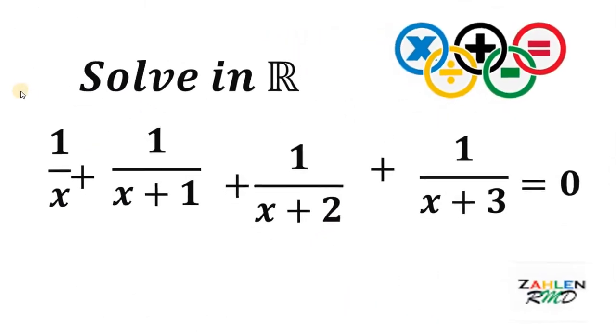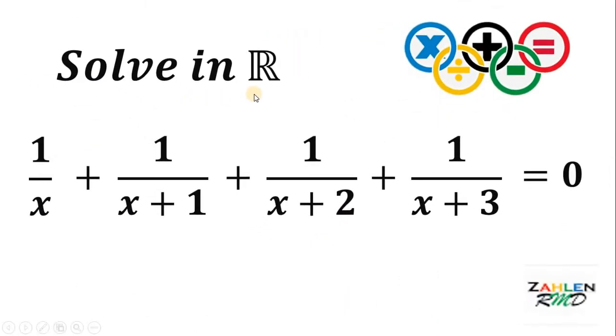So our goal is to solve this equation in real numbers. We have 1 over x plus 1 over x plus 1 plus 1 over x plus 2 plus 1 over x plus 3 equals 0. Now if you want to try this problem, just pause this video right now, and if you're ready, here's the solution.